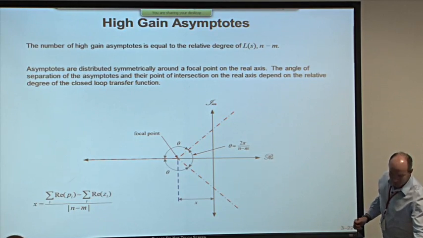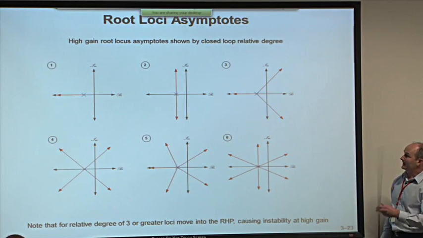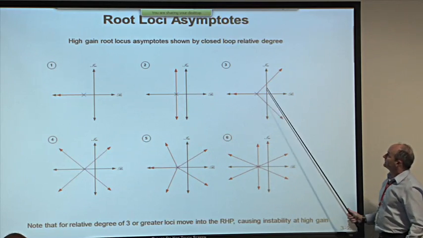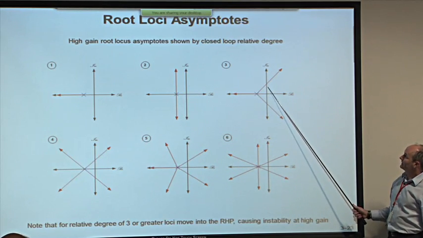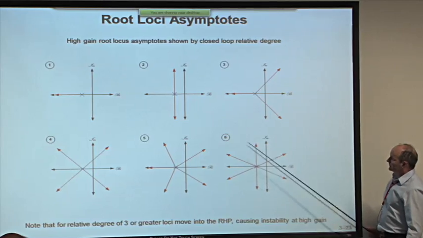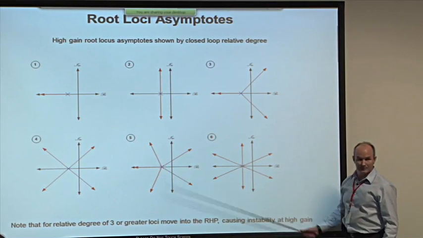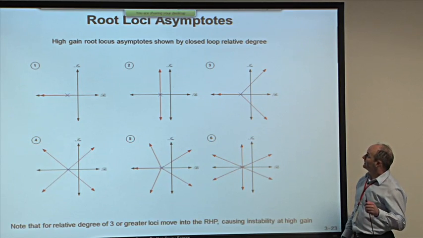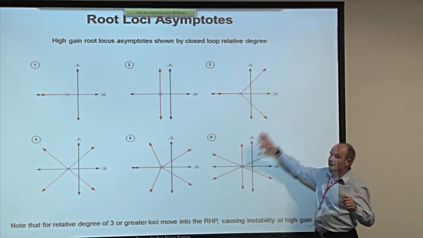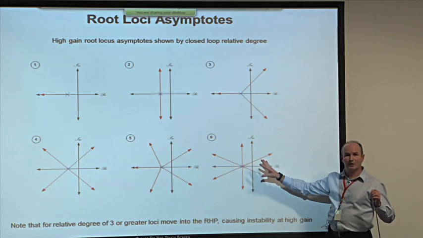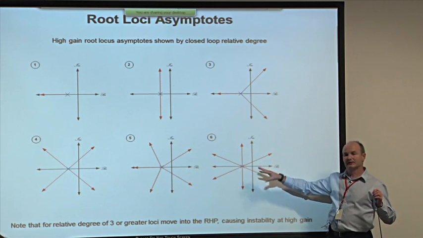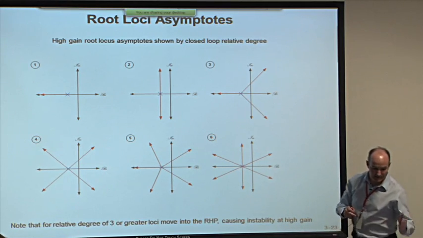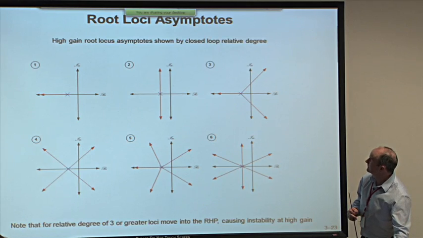For different values of relative degree, this is what you get. 1, 2, 3. This is the case that we looked at. 4, 5, and 6. They're always equally spaced, and there's always a focal point. And you can perhaps see that for a relative degree of 3 or more, you always get at least one entering the right half plane, so you end up with instability or a maximum value of k that you can apply.